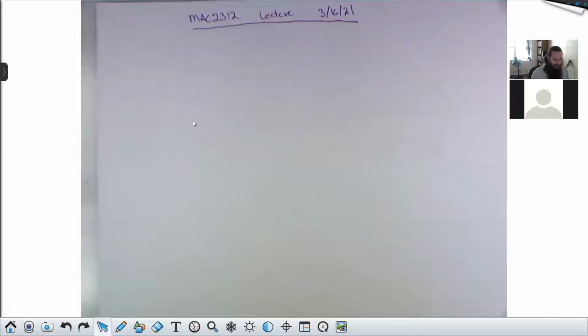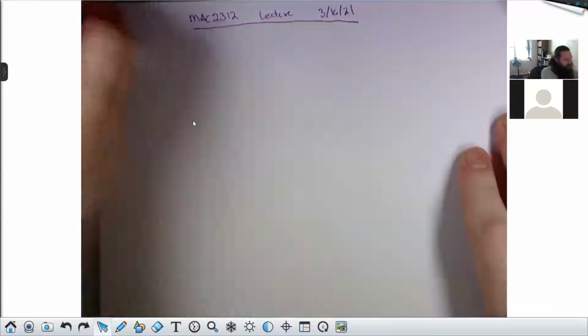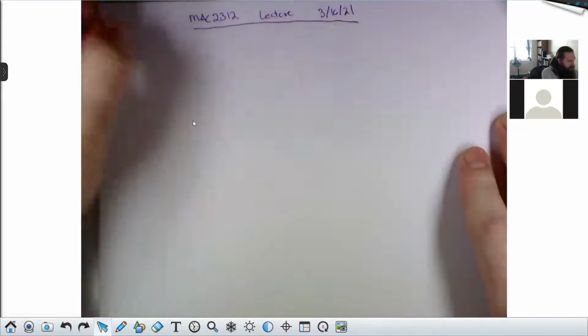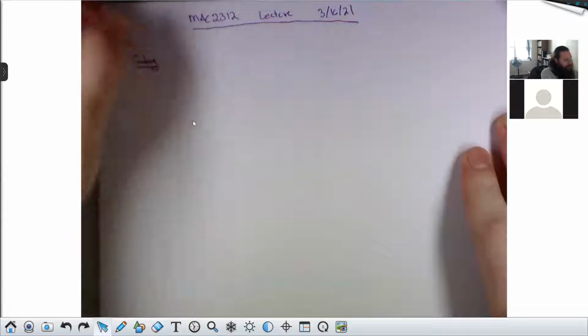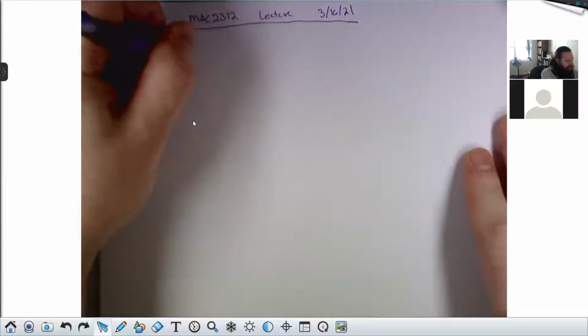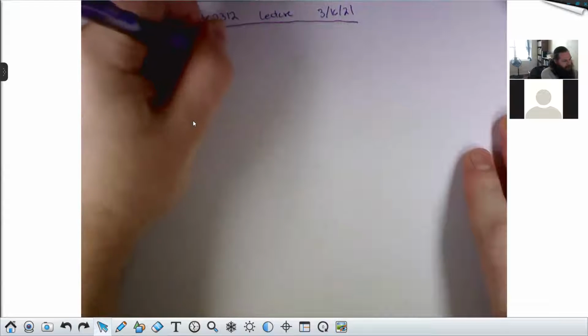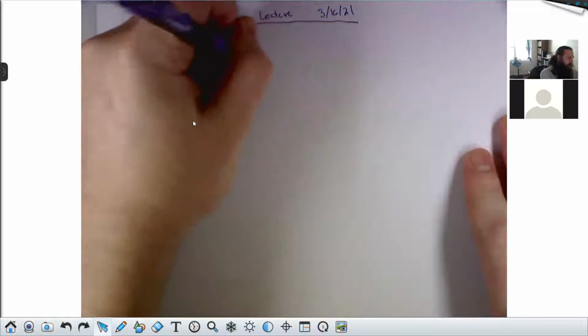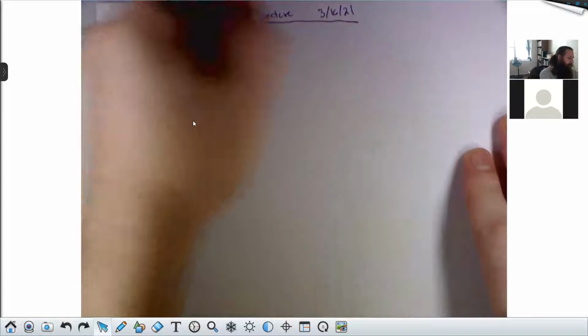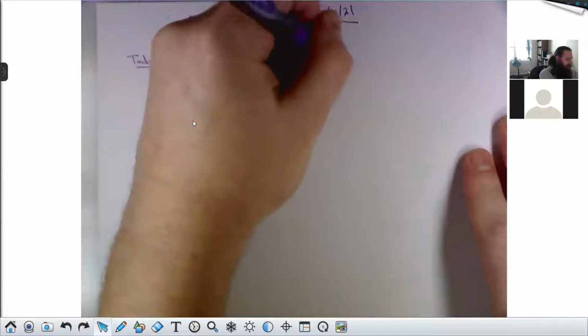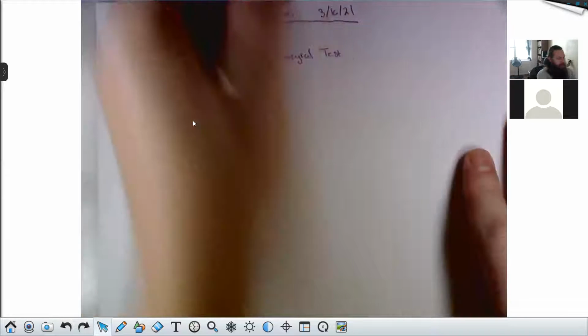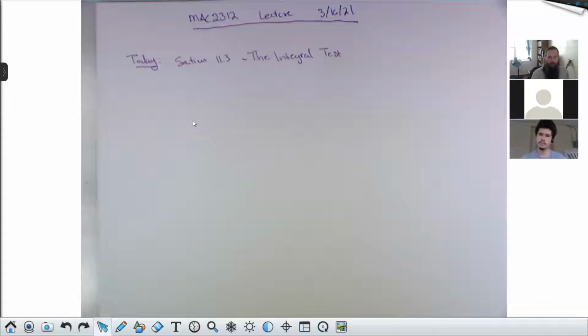But today we're going to move forwards because we must. So this is a lecture. It's the 16th of March. And today we're going to move into section 11.3, which is on the integral test, which is our second formal convergence test for infinite series.